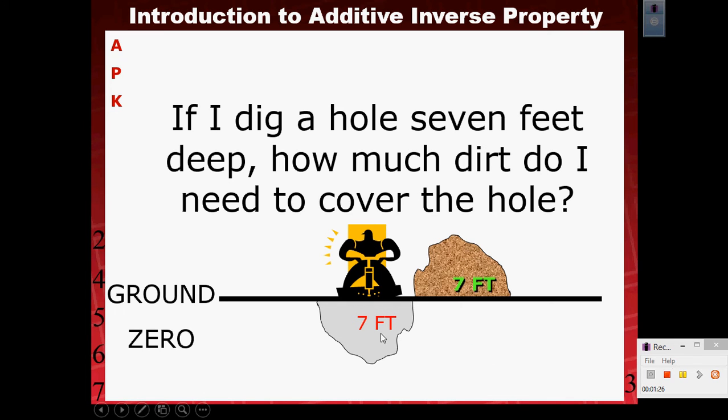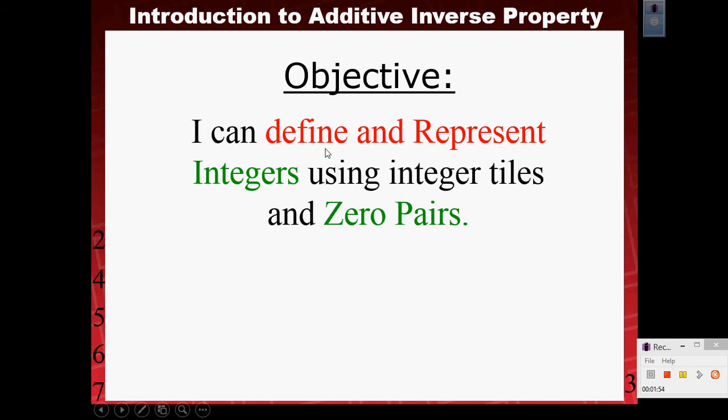But to distinguish one from the other, this 7 feet has no dirt. And what does the word no represent? A negative. That is correct. And this 7 feet is yes dirt, which means the yes represents a positive. And that's how we wrote our example, -7 and +7, and that is equal to 0. Is that correct? And we call that zero pairs. Okay? So our objective for today: I can define and represent integers using integer tiles and zero pairs.